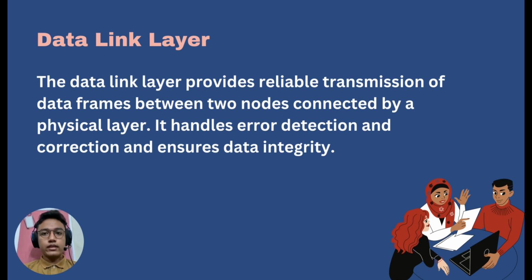The second one is the data link layer. The data link layer provides reliable transmission of data frames between two nodes connected by a physical layer. It handles error detection and correction and ensures data integrity.